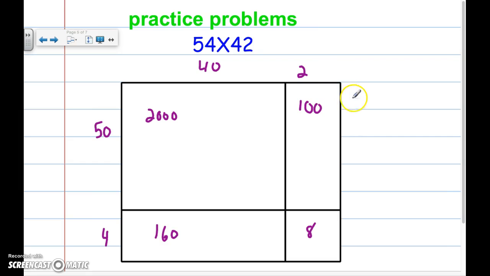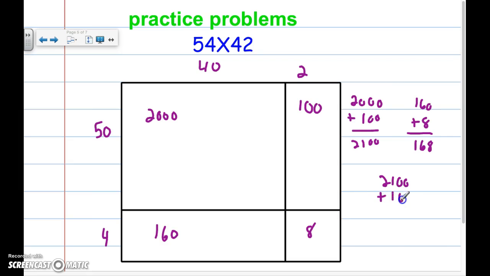So I'm going to do 2,000 plus the 100. That's going to give me 2,100. 160 plus the 8 is going to give me 168. Okay, now I'm going to take my 2,100 plus my 168, and that's going to give me 2,268, and that's my answer for this one.